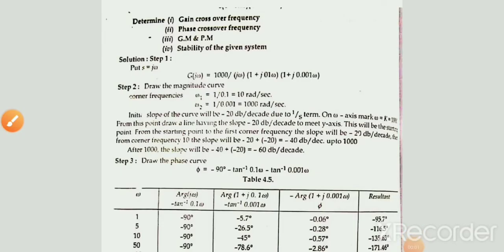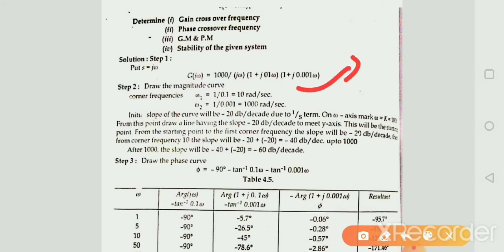Now we have one question. The question is to find the gain cross frequency, phase cross frequency, phase margin, gain margin, and stability. Our first step is to put j omega in the place of s, so first we put j omega in our transfer function. This is our equation. Now the second step is to find the corner frequencies.